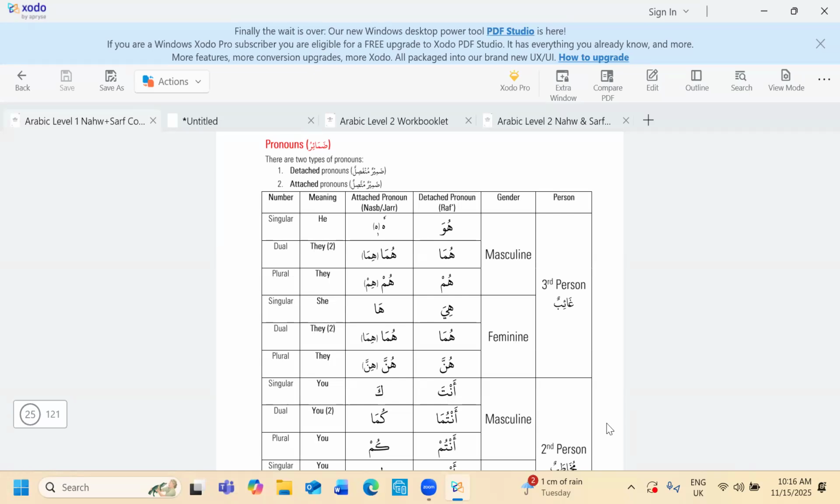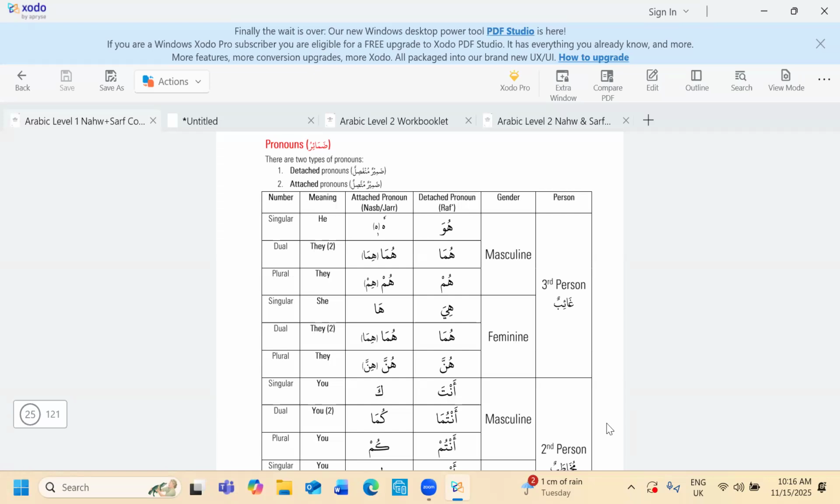So we establish pronouns are isms, which means what? It has four things that you need to know. What are they? Case ending, number, gender, type. So let's leave case ending for the time being. And yeah, Faisal?